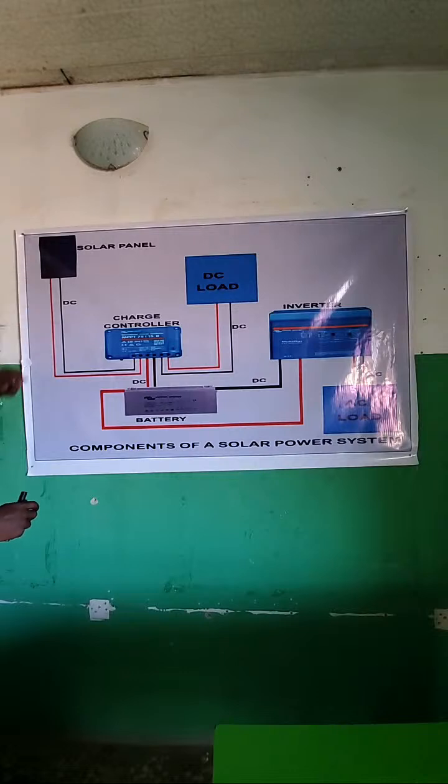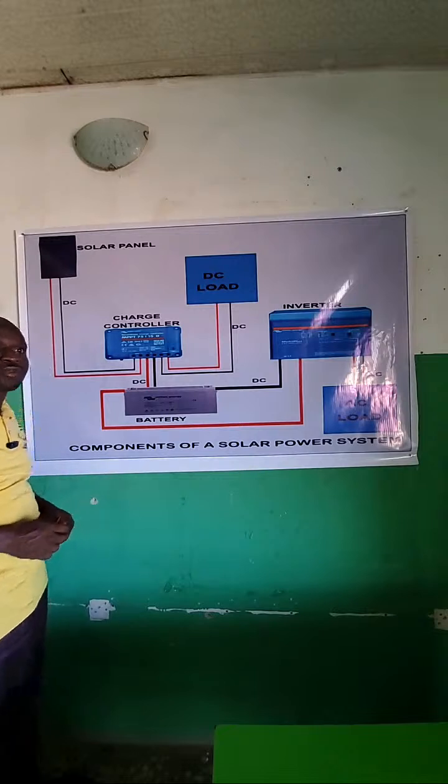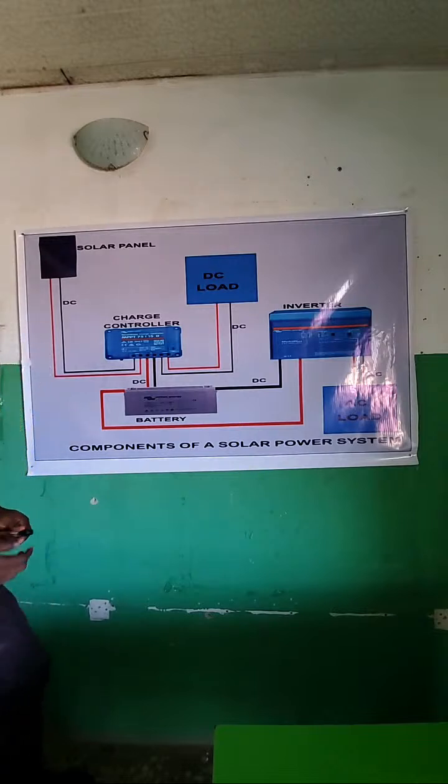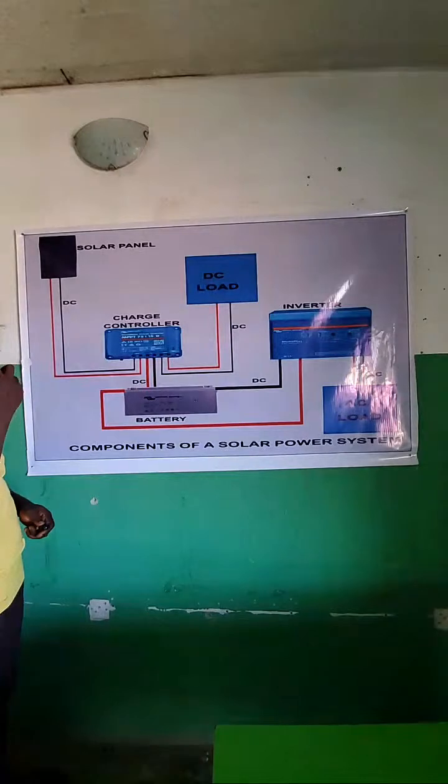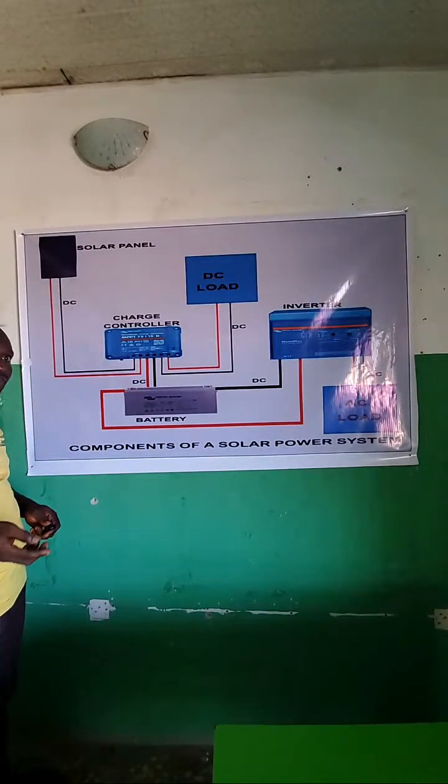Now, for the solar panels, we have the monocrystalline solar panel and the polycrystalline solar panel. These are the most commonly used solar panels in the market. Then for the charge controller, we have the MPPT charge controller and the PWM charge controller. MPPT stands for maximum power point tracking, while the PWM stands for pulse width modulation.